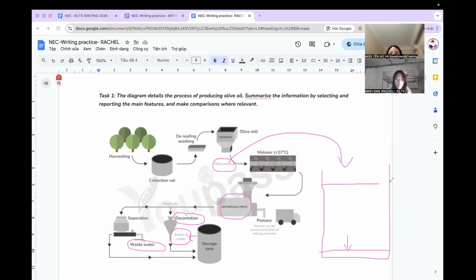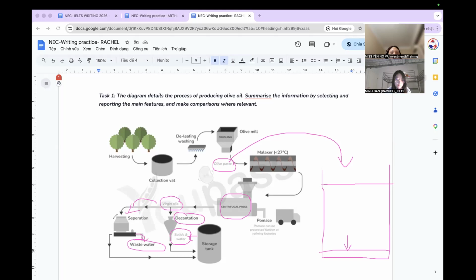And then we will have oil separated from this. Virgin oil will travel to separation. At this part, the water is still mixed a little bit and cannot be separated 100%. So the virgin oil will travel to the separation container. In this part, water will be drained out to another pipe right here.